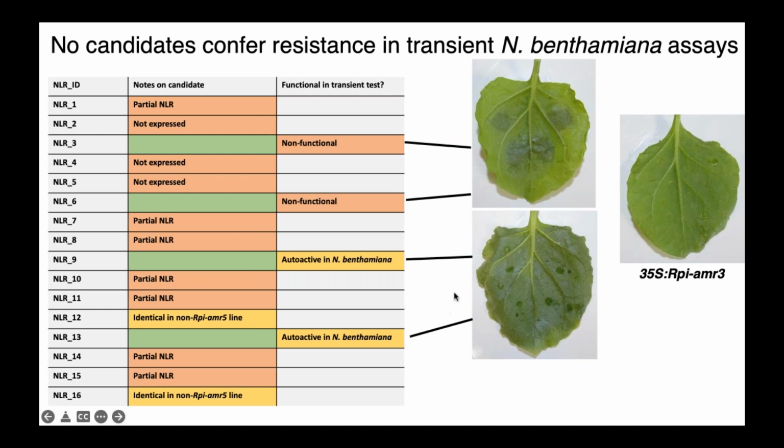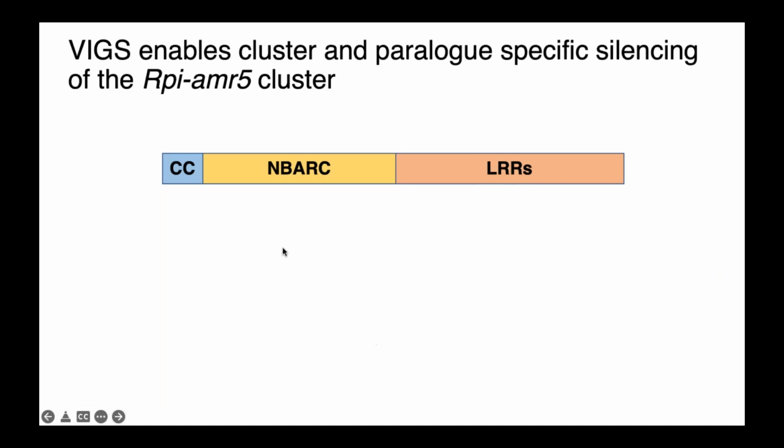So this left us with a slightly difficult situation of how to test the genes. And we thought that rather than having an increased resistance assay, we can in fact use virus-induced gene silencing to test for loss of resistance in the americanum accession. So this is a relatively simple assay to perform.